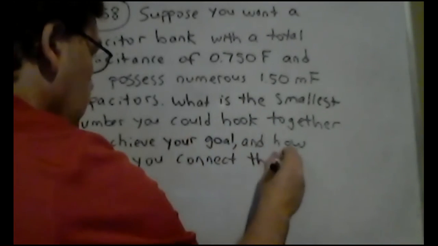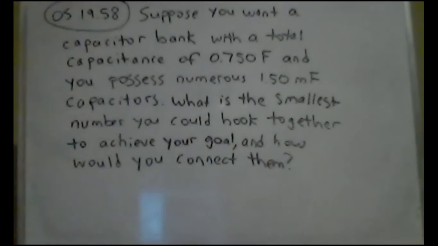All right. So I have a bunch of 1.50 millifarad capacitors on hand. I want to try to connect them together in such a way, either series or parallel, in order to be able to make a total capacitance of 0.750 farads. Okay, so first of all, the total capacitance that I'm trying to achieve is bigger than the capacitance of any of the involved capacitors. So that tells you right off the bat that they cannot be connected in series.